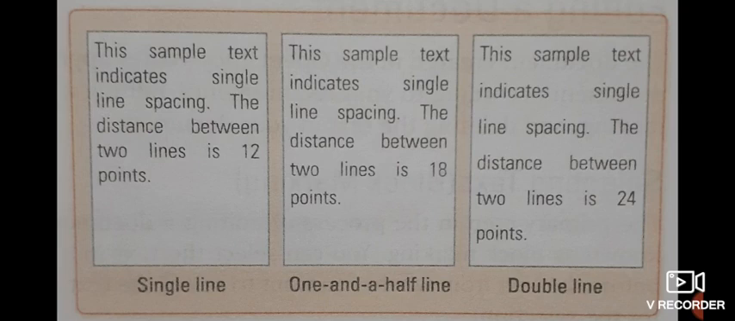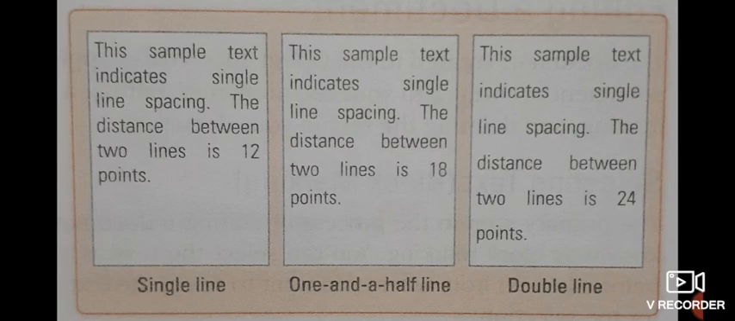These are listed as single line spacing, double line spacing, one and half line spacing, fixed line spacing, proportional line spacing, at least line spacing, leading line spacing. In the video, the three types of line spacing that are mostly used are shown: single line spacing, one and half line spacing, and double line spacing. These line spacings are used to increase the distance between the lines.